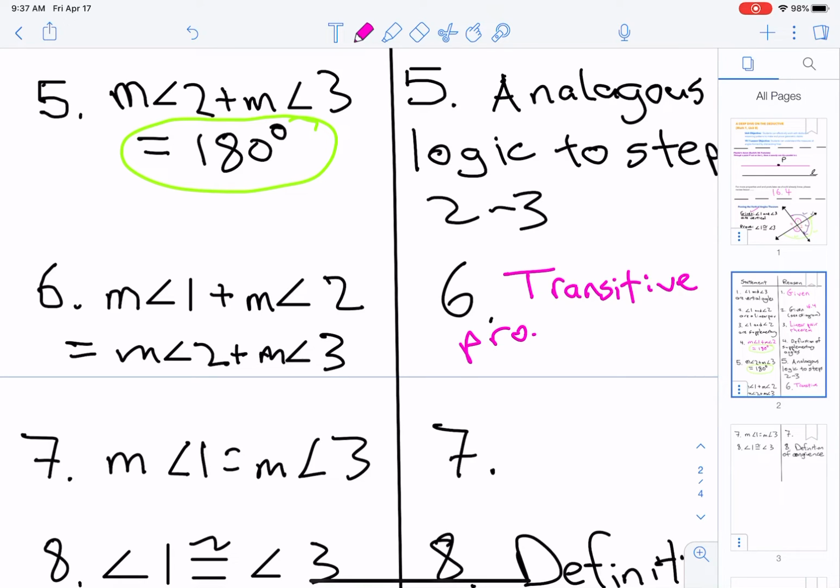A beautiful property that actually goes all the way back to Euclid. It's his first common notion. Things that equal the same thing equal each other, is what he said way back in the day. Really interesting that we're still with Euclid in a way. Now we can say that since the measure of angle 1 plus the measure of angle 2 equals the measure of angle 2 plus the measure of angle 3, if we subtract the measure of angle 2 from both sides of that equation, we are left with the measure of angle 1 equals the measure of angle 3.